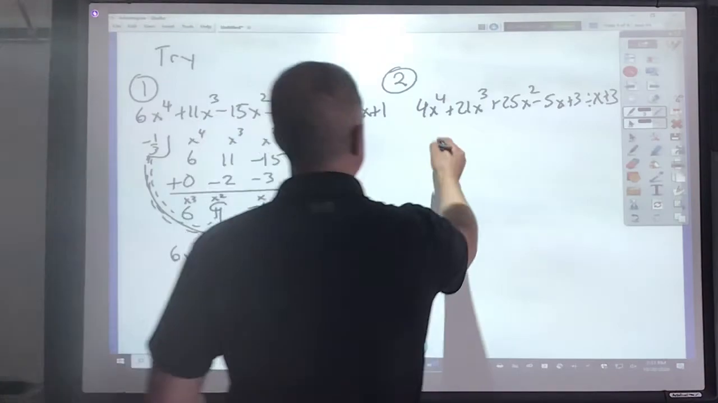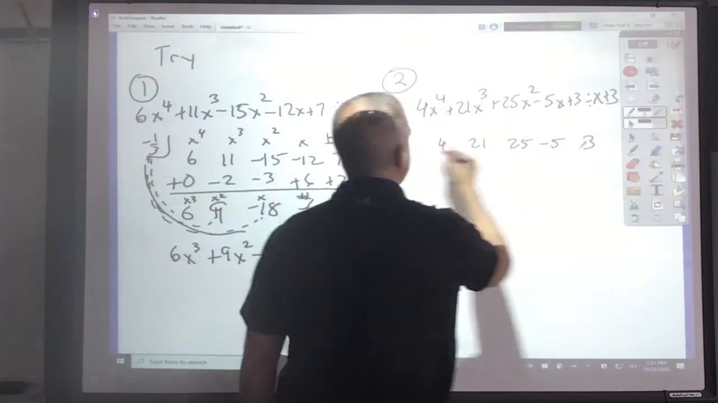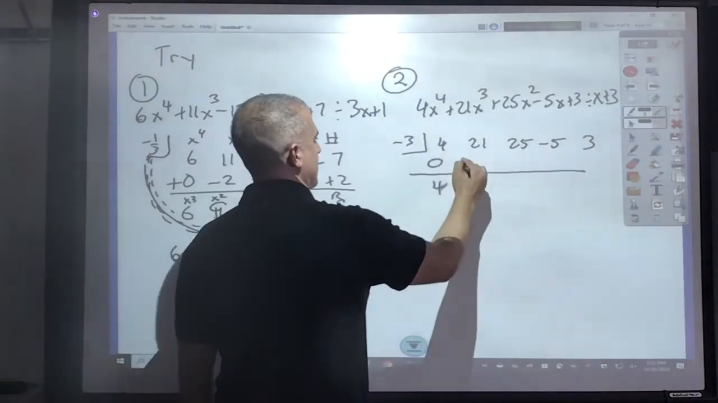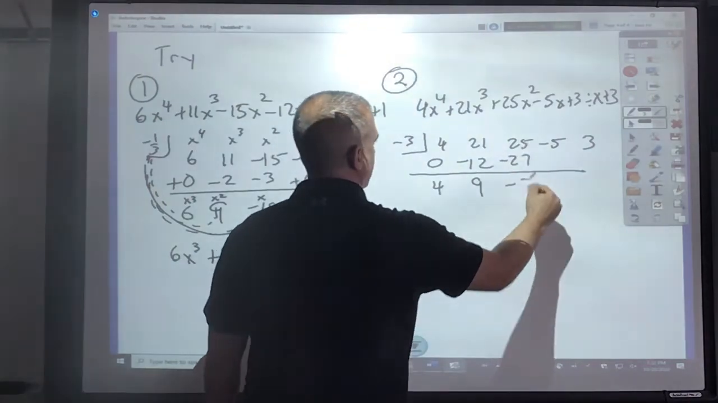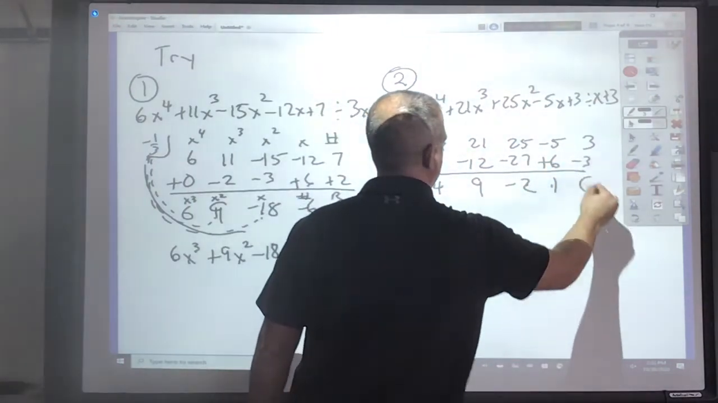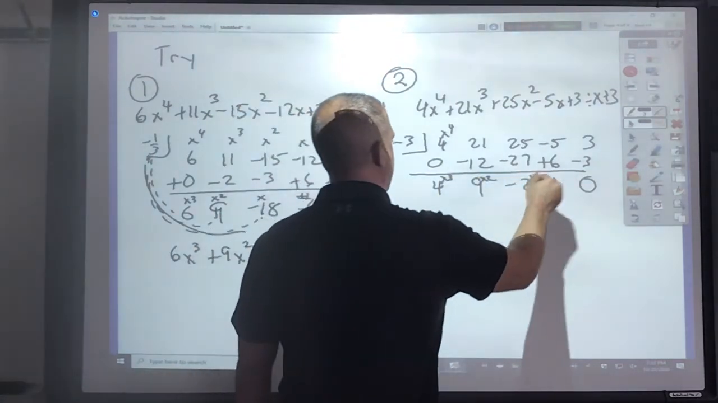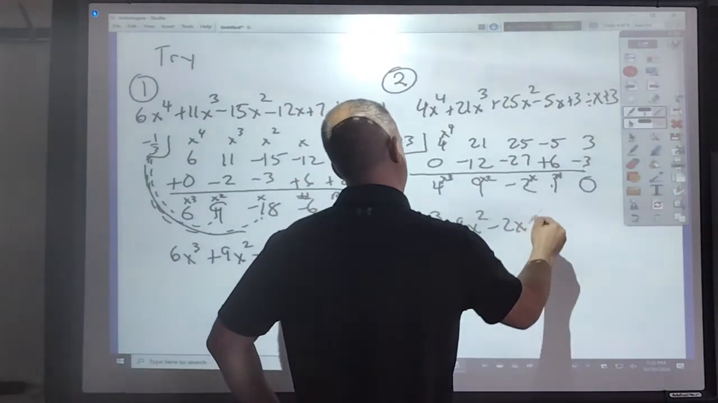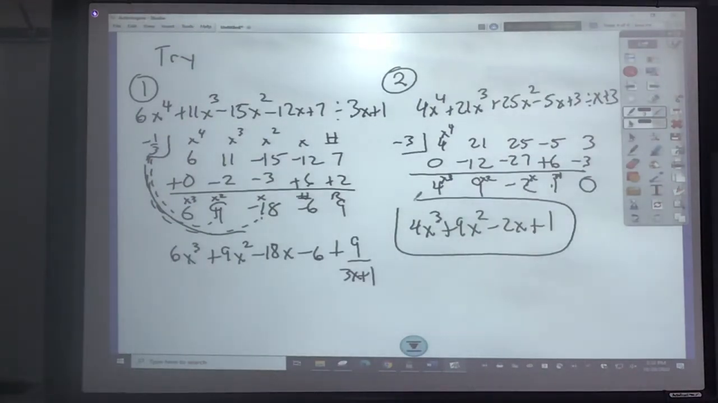Okay, this one, same concept. I'd have 4, 21, 25, negative 5, and 3. Half box. If I solve that, that'd be negative 3. So 4 times that would be minus 12. That would be 9. Take that, multiply there, give me negative 27. Gives me negative 2. Multiply that, gives me 6. Gives me 1. Multiply that, gives me negative 3, which gives me 0. So if this is x to the fourth, this is x cubed, x squared, x, number. So 4x cubed plus 9x squared minus 2x plus 1 is my answer. We also know that x plus 3 is a factor.